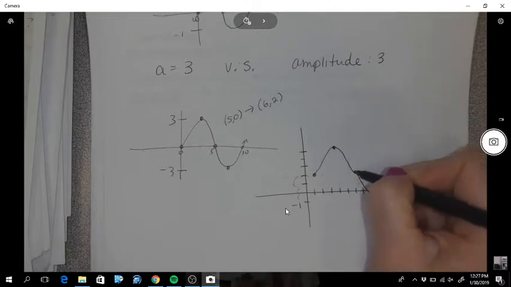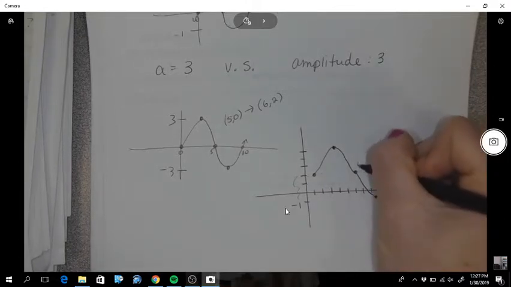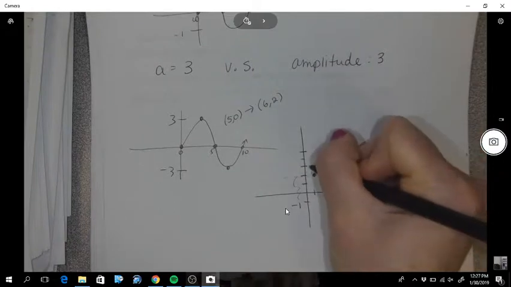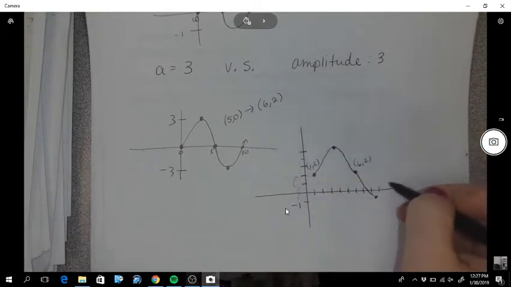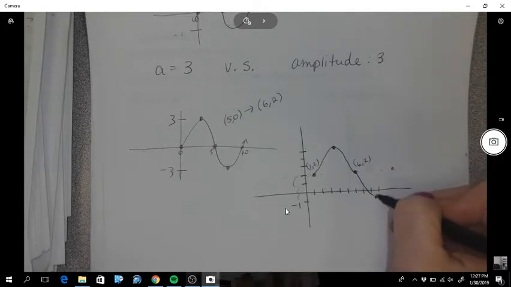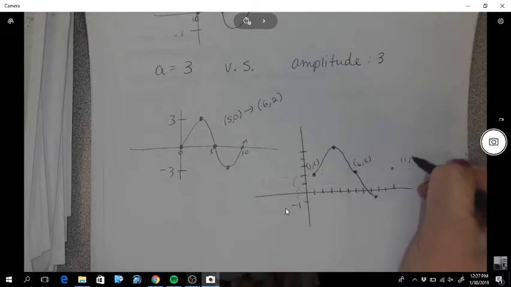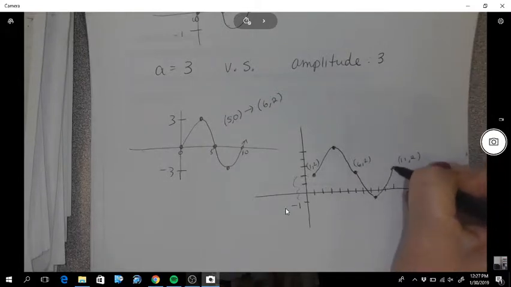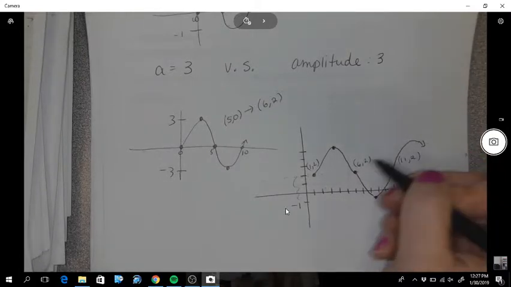Okay, so you can see that I have this point 6, 2, 1, 2, and so then this would be 11, 2. Obviously it would keep going.